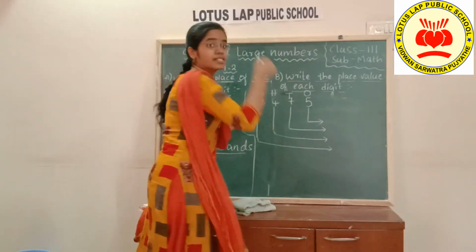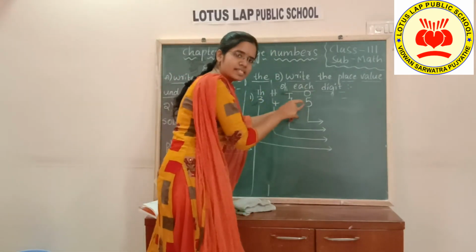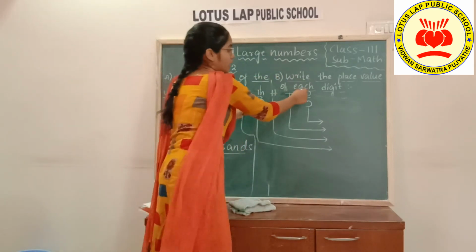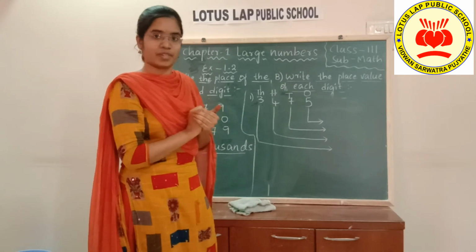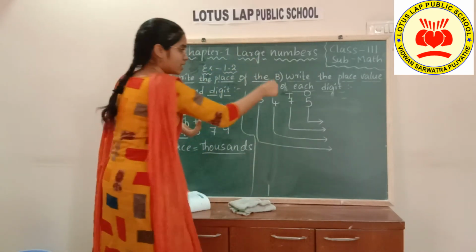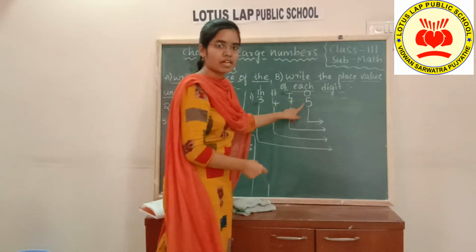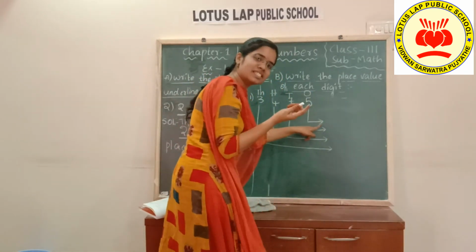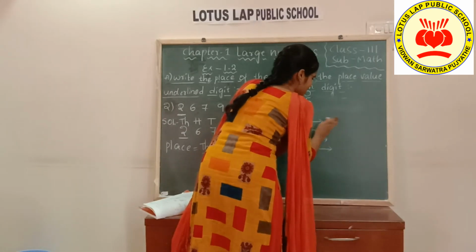These are places. Now we want place value. What is the value of that digit if it is in the so-and-so place? For example, if it is in ones place, what is the value of that digit in that place? Okay, children, now you understood the difference between place and place value. Here we want the value of that place. Now, 5 is in ones place, right? So 5 ones is 5.